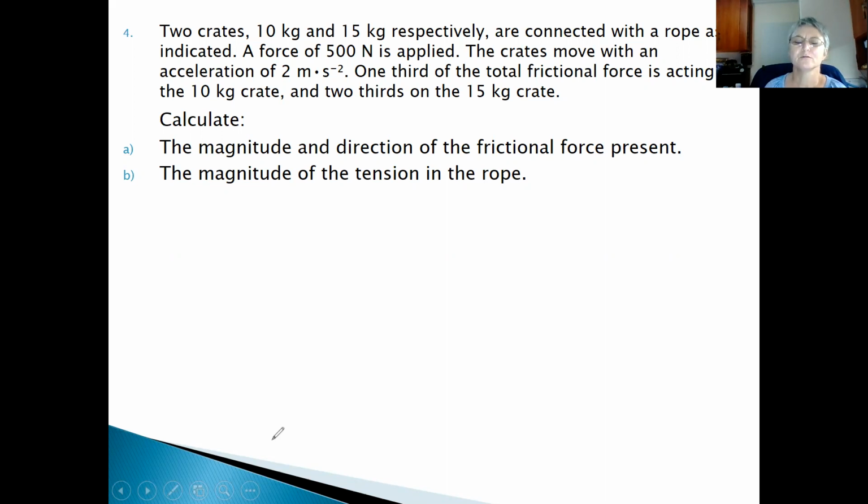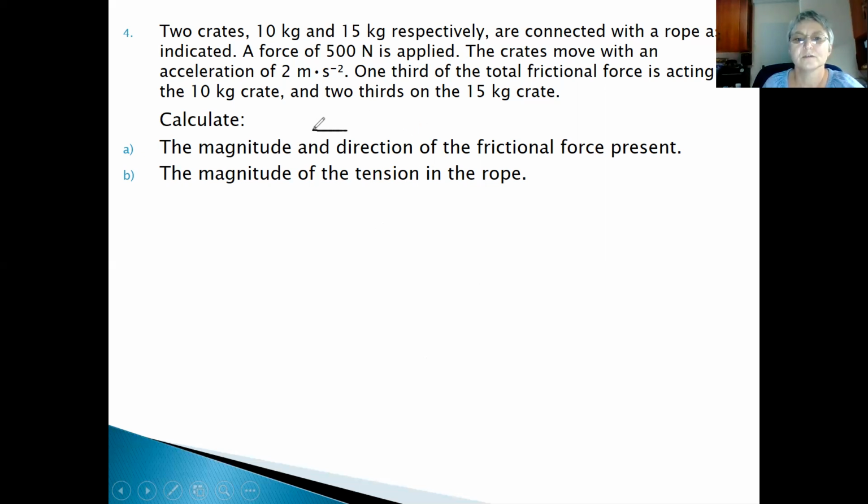The crates move with an acceleration of 2 meters per second squared. 1/3 of the total frictional force is acting on the 10 kilogram crate and 2/3 on the 15 kilogram crate. They want us to calculate the magnitude and the direction of the frictional force present, and they want us to calculate the tension in the rope. So let us sketch the situation here.